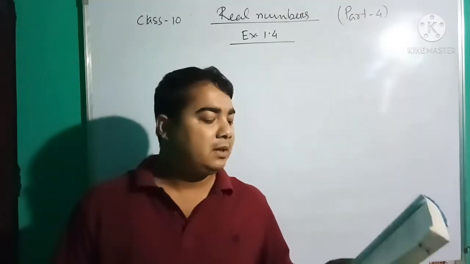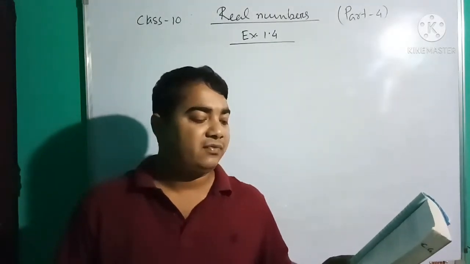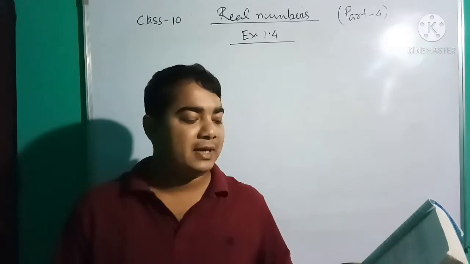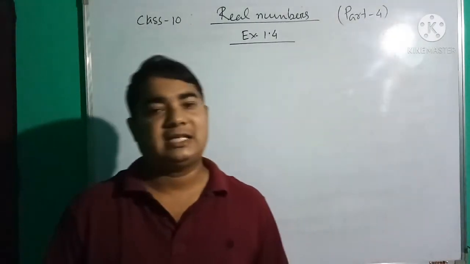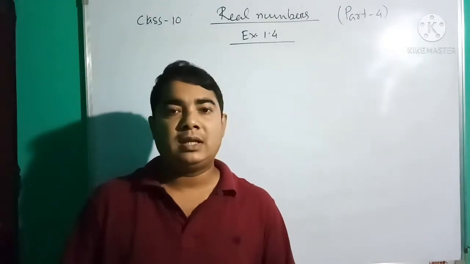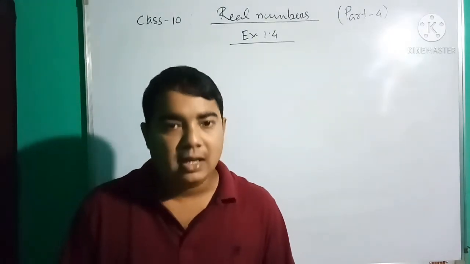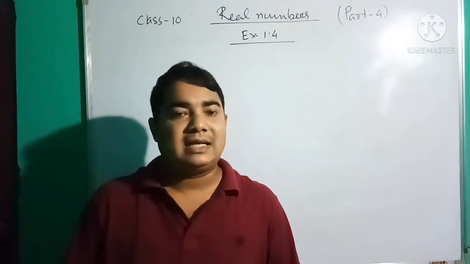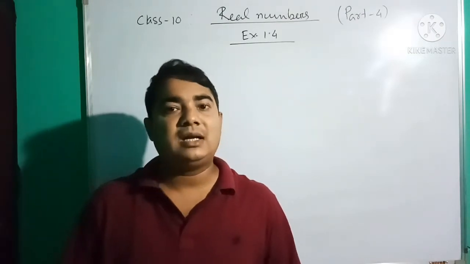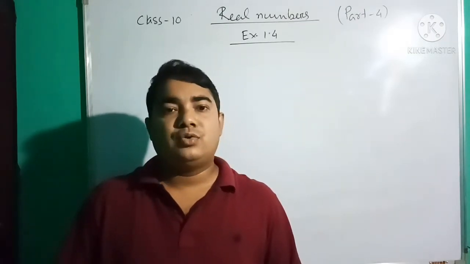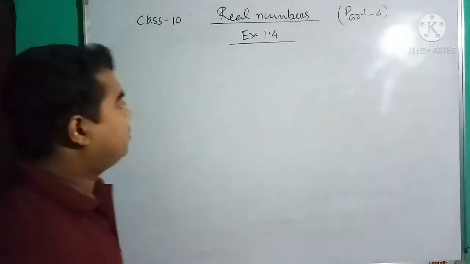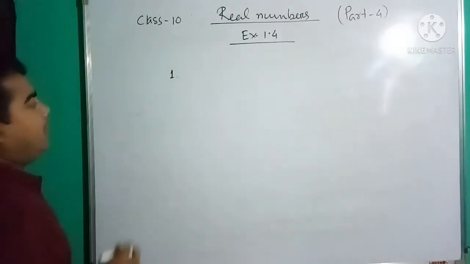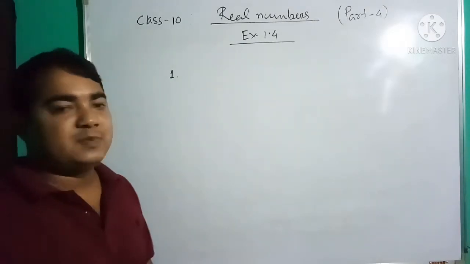Without actually performing the long division, state whether the following rational numbers will have a terminating decimal expansion or non-terminating repeating decimal expansion. In question number 1, there are 10 questions given. Now we need to say about their decimal expansion. Before starting question number 1, you should know about rational numbers' decimal expansion.